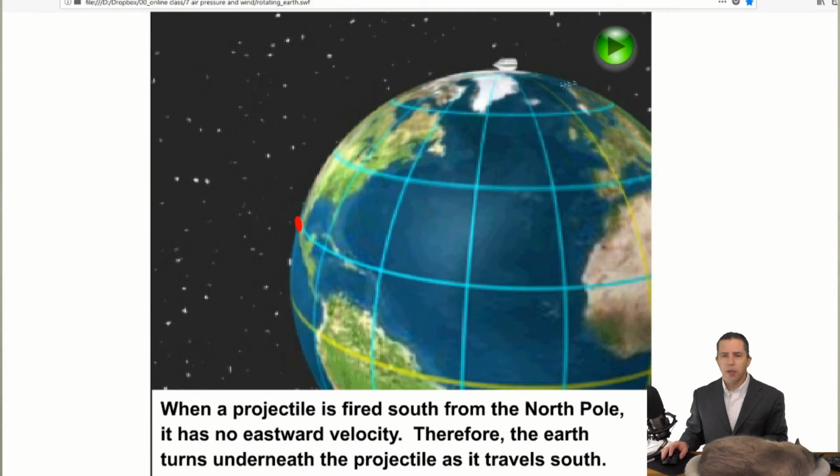Then you can think of the opposite case. Now imagine the rocket is at the North Pole, and you're going to shoot it straight at this red dot. Okay, but now the red dot at a lower latitude has a higher velocity to the east, and the rocket doesn't have any.